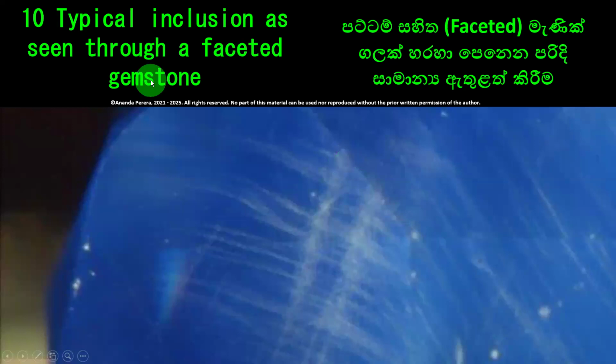What is this? Typical inclusion as seen through a faceted gemstone. So look at here. Ladder-like vision is also here, and the snowflake-like also here. These are snowflake-like inclusions in natural Kashmir blue sapphire.